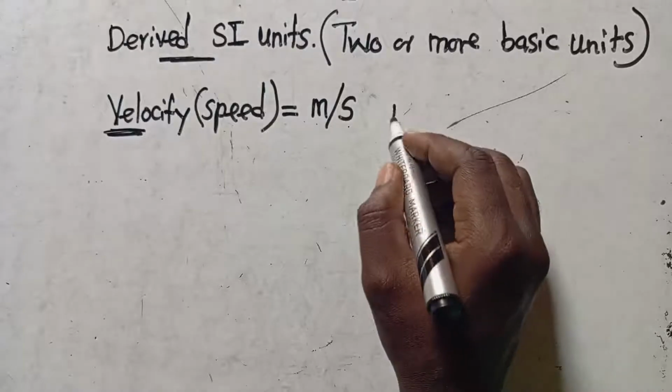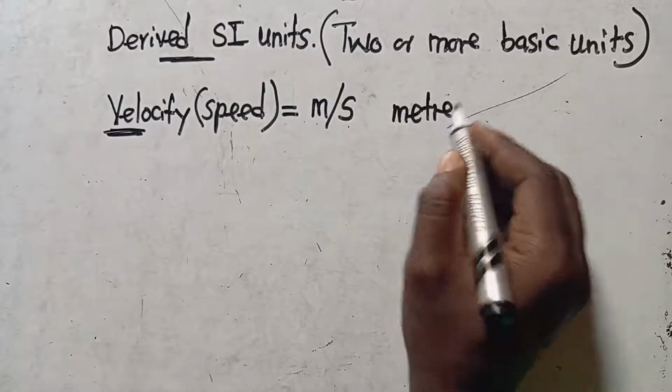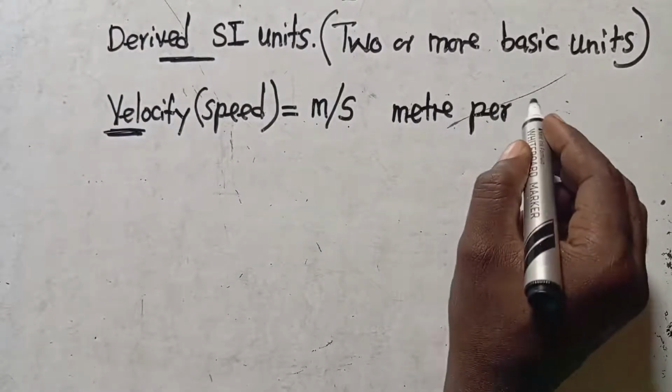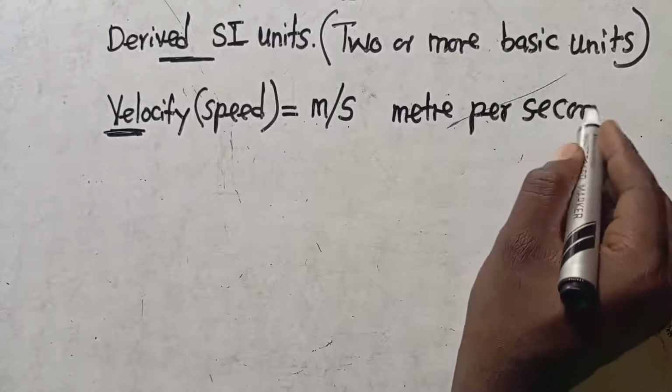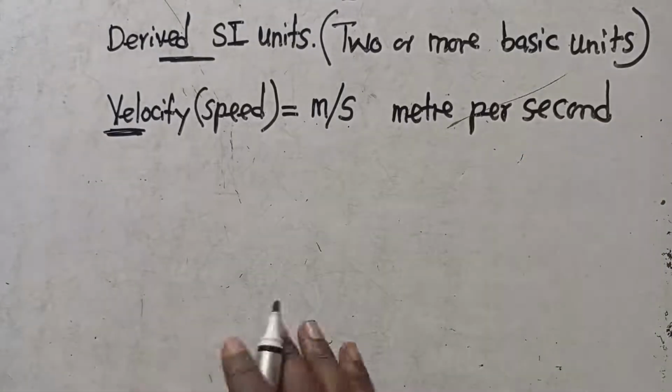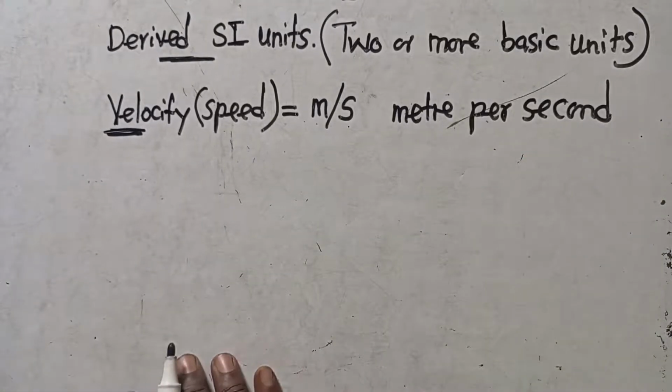So this is meter per second. This is what you need to understand. Meter per watt, meter per second. These ones are a lot. The list is countless. So I want you to know this.